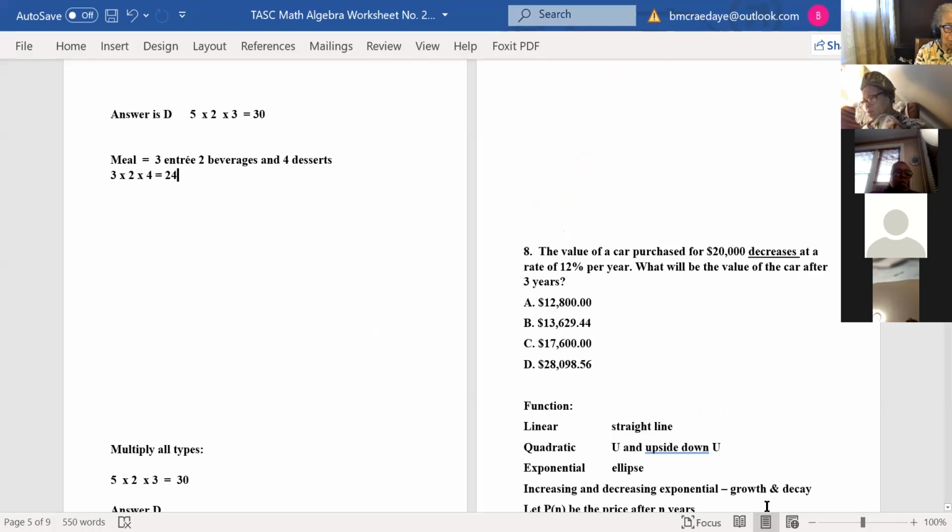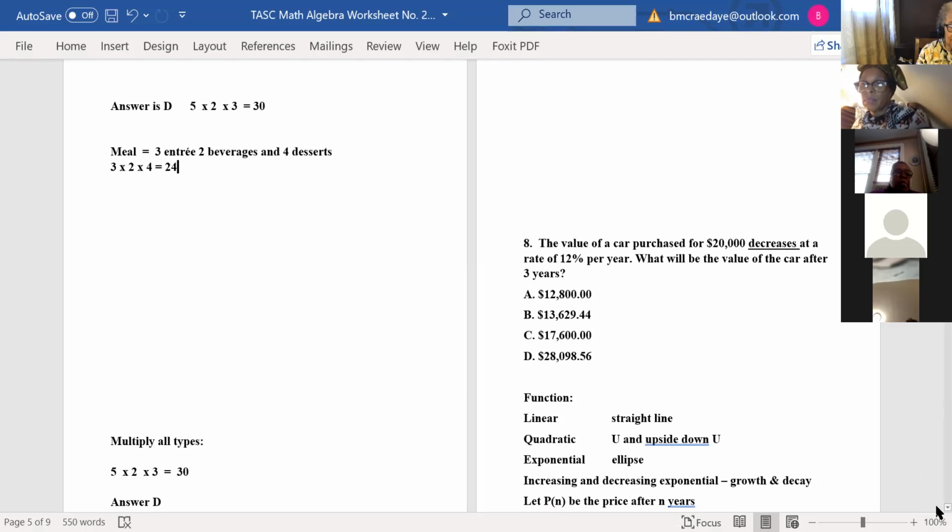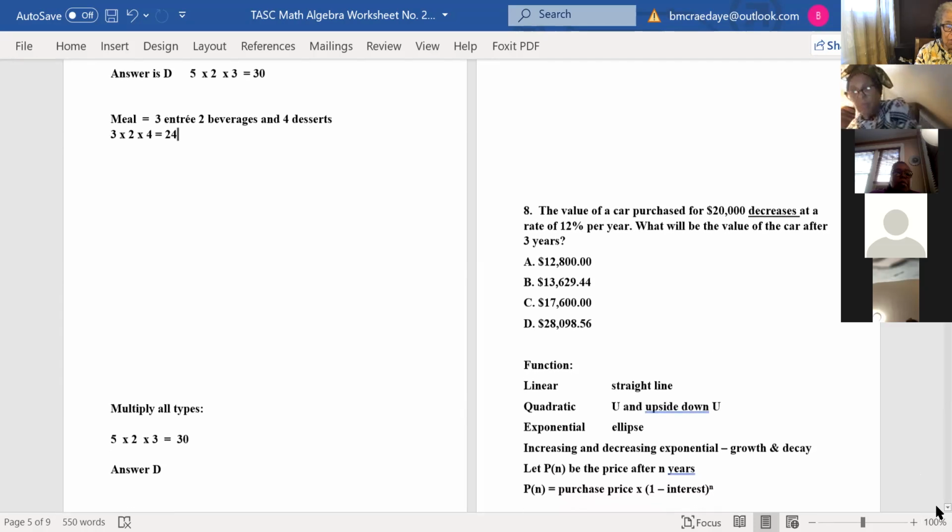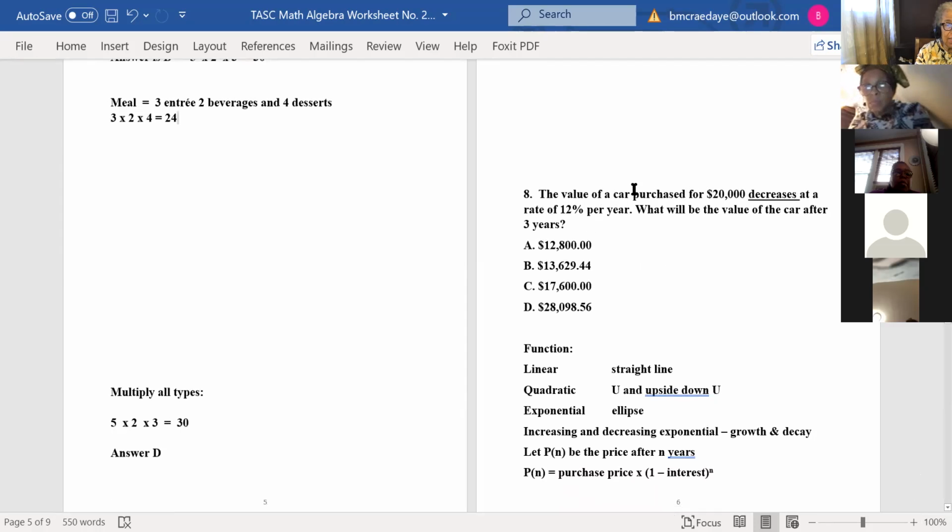Increasing is called growth and decreasing is called decay. Now this question that I gave you was kind of like getting ahead of ourselves, because this is a function type problem, but I'm giving you the formula to solve it. And this is a decay because the car is decreasing in value. So if it's decreasing, it's decay, right?